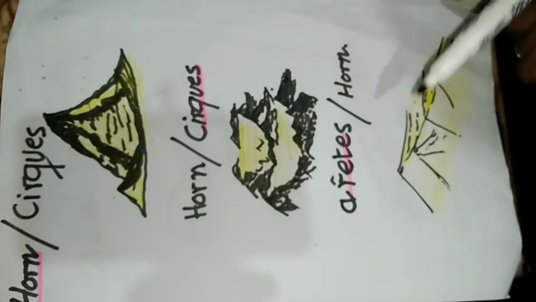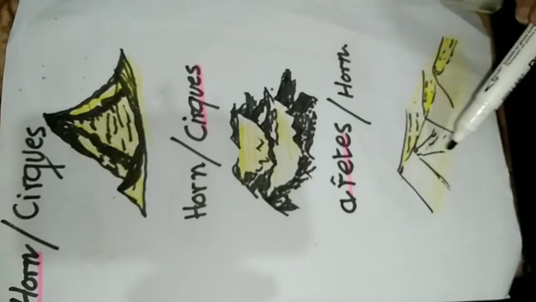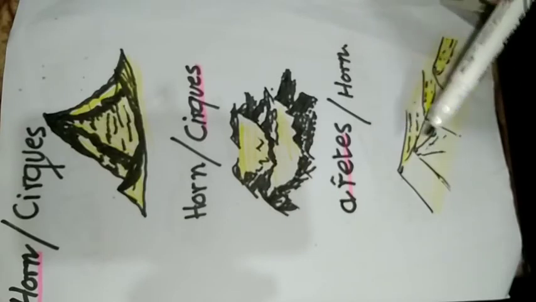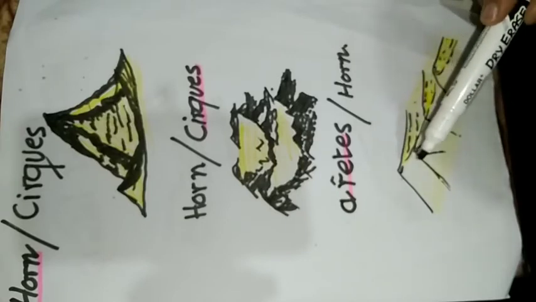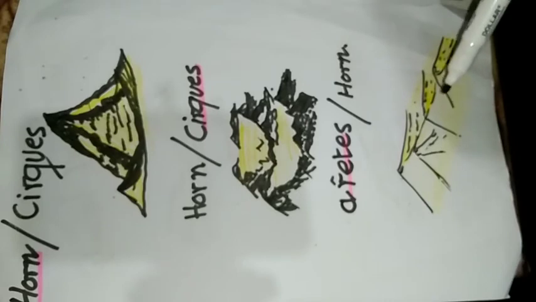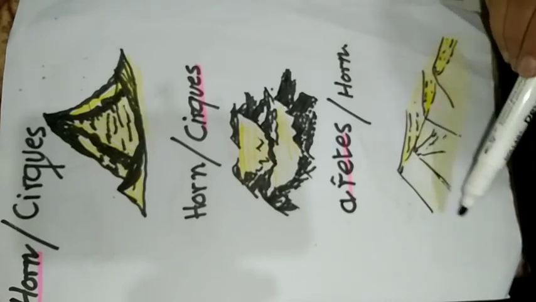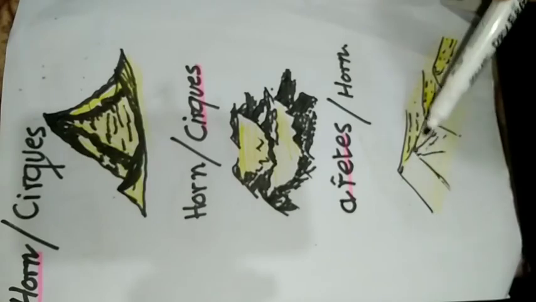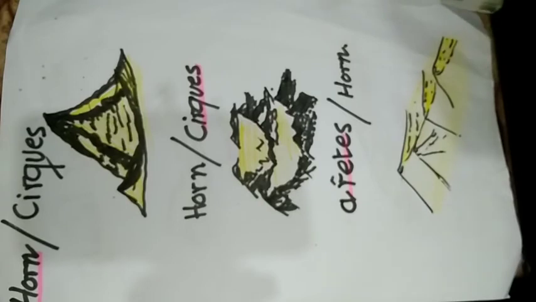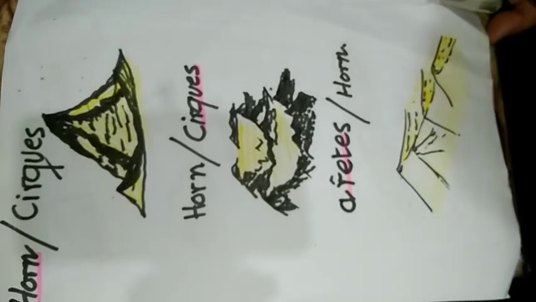Now, arêtes are sharp-edged ridges. You can see that these are a series of ridges which have very sharp edges, and this whole series of sharp-edged peaks makes an arête. So these three structures are formed by glacial erosion: the horn, cirque and arête.